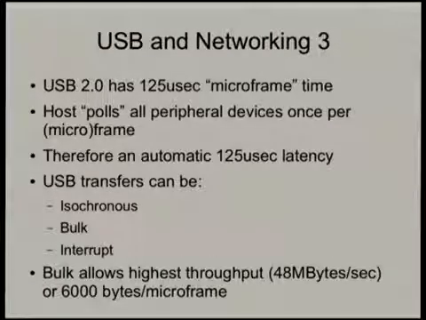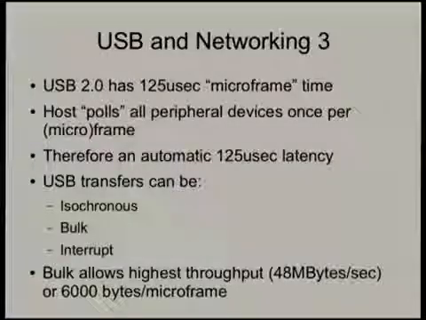Okay, well, USB 2 has a 125 microsecond microframe time, so the host or the controller polls all of the peripheral devices on its tree every microframe, every 125 microseconds. And so therefore, for a network interface, you've got an automatic 125 microsecond latency, because when a packet arrives in your USB network adapter, the host may not be coming around to poll for that packet or for that data from that device.